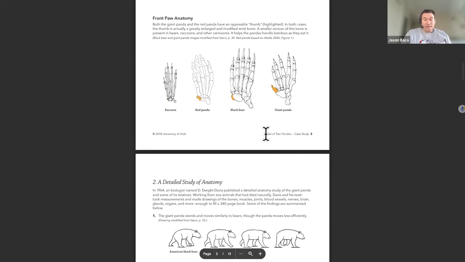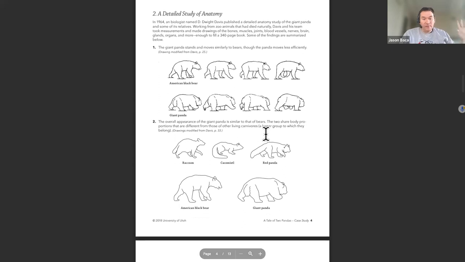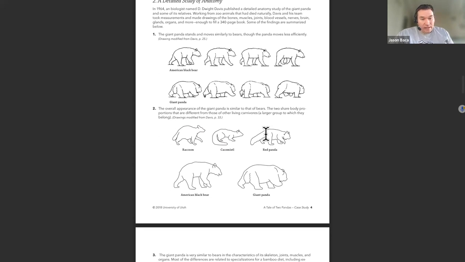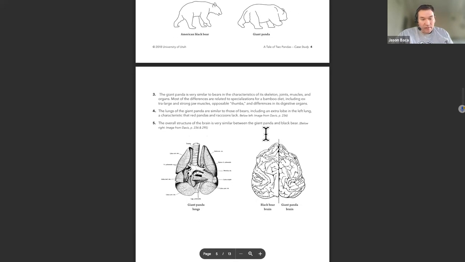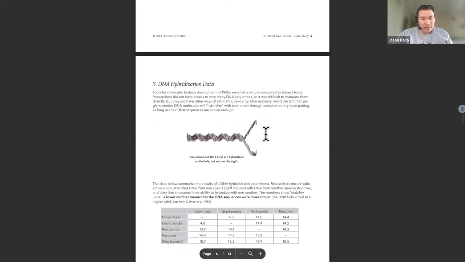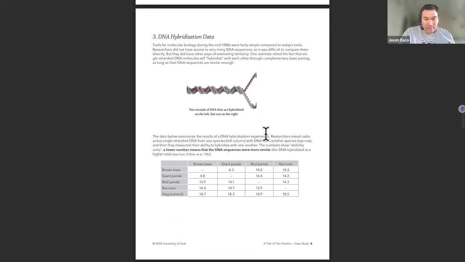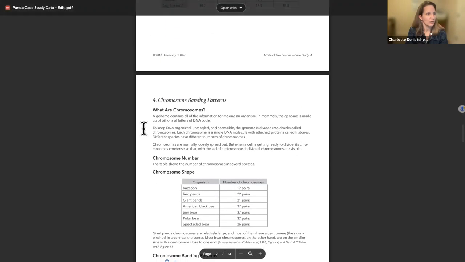You could very easily set this up as a station activity if you wanted to get kids up: go to this station and look at the jaws, go to this station and look at the skulls. They're just doing their own research by looking at all of the different pieces and parts. And then down below, I think there's even the DNA genetics. Yeah, there you go. So they can compare the amount of alleles that are the same and so on and so forth.